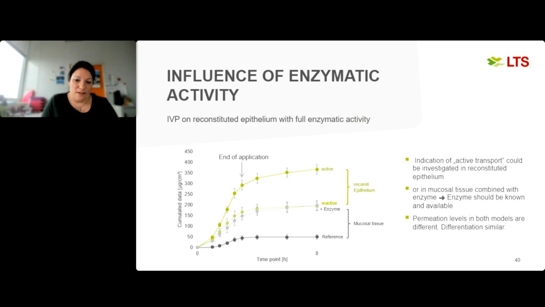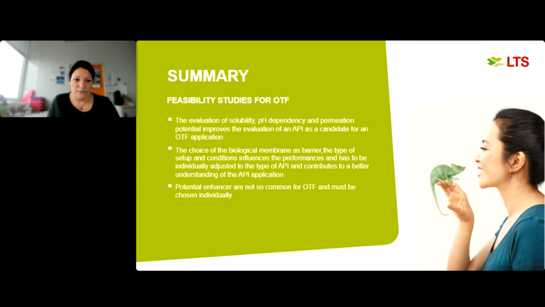At the end, I want to show as a last example, an example where we have the indication for an active transport of the API, which normally increases the permeability. And we can simulate this by using the reconstituted epithelium here in green. But we also have the possibility, if we know the enzyme for this active transport, to add this enzyme to our mucosal tissue model and see the same effect. So this is normally what we do in the feasibility study for candidates for oral thin films.